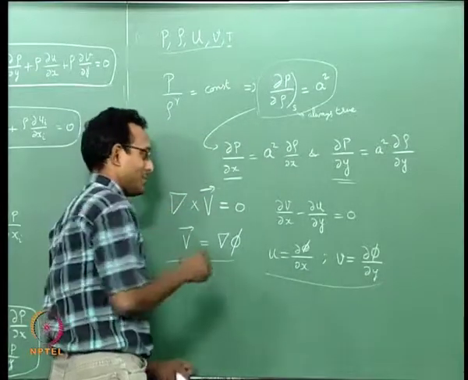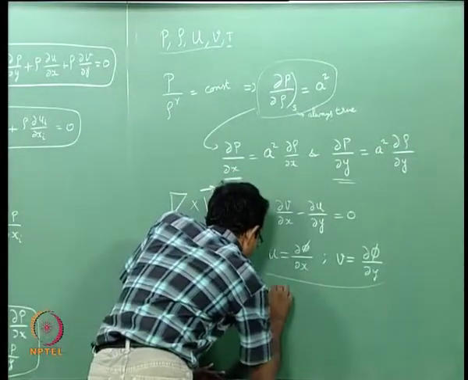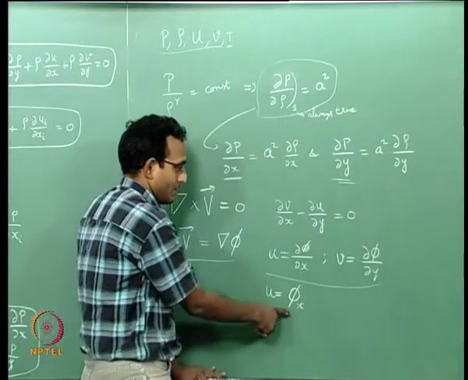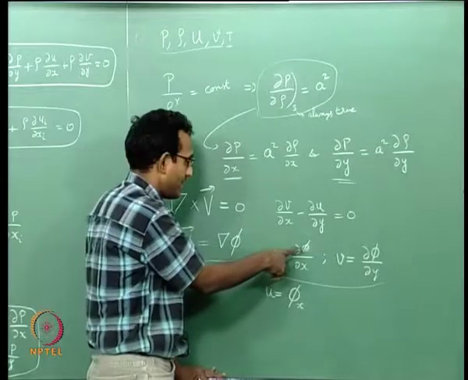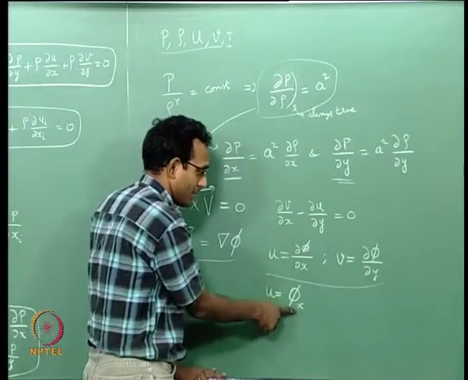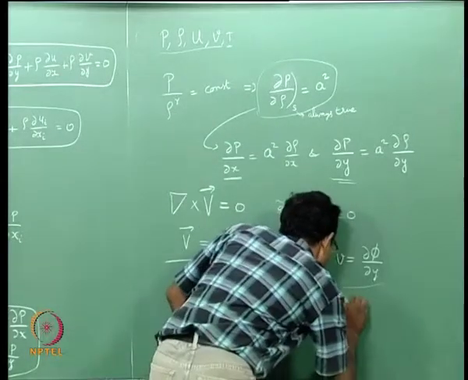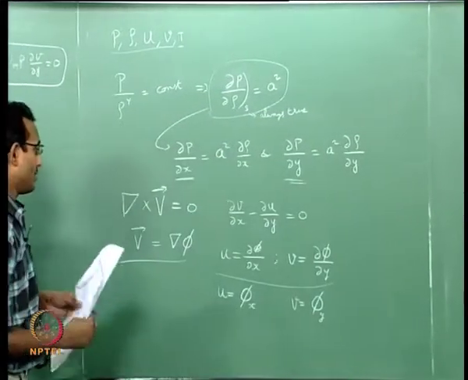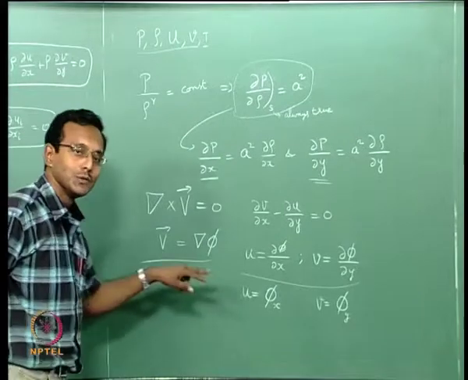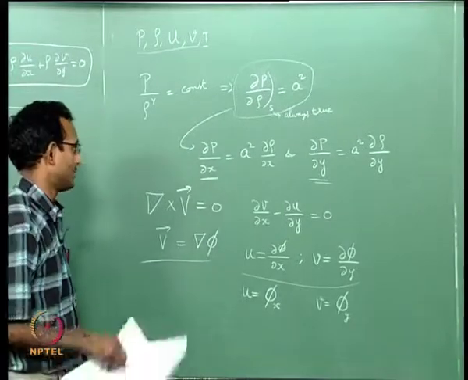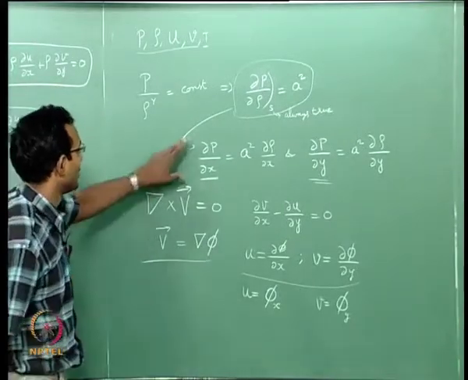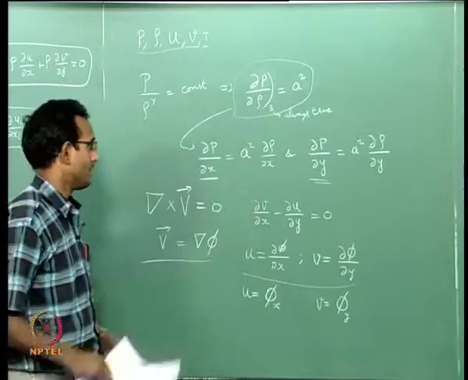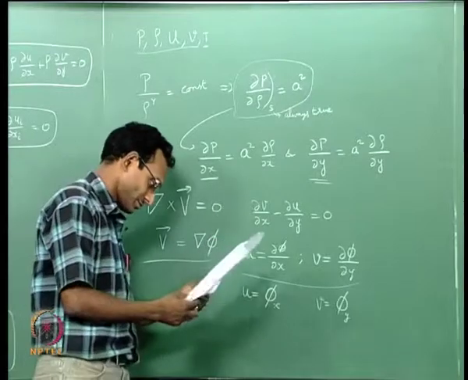Now I will do one more thing for simplification of our expressions. I will put u equal to phi subscript x. What this means is exactly the same thing as this. The derivative with respect to x is now written as subscript x, just for simplicity, and v is given as phi subscript y. If I have this, now we will start using this in our expressions. I already told you I wanted to substitute dp by dx in the momentum equation with this expression. We will start doing all of them together.